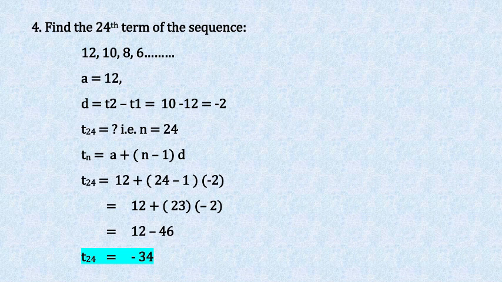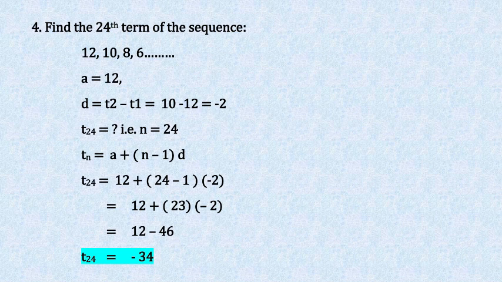So the value of A is 12, D is calculated as T2 minus T1, that is 10 minus 12, equal to minus 2. And what is the value of T24? That is, n is 24, we need to find the 24th term. So take out the formula: Tn is equal to A plus n minus 1 into D. Substitute A as 12, n as 24 and D as minus 2. Writing the formula and substituting the values of A and D is compulsory.